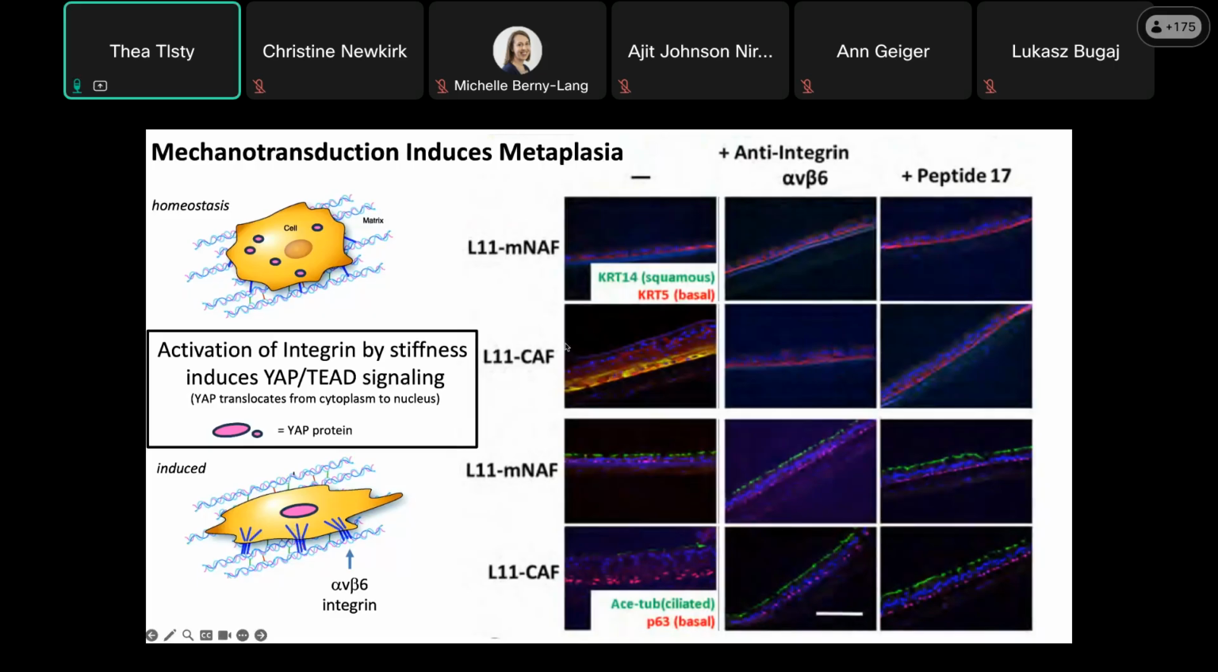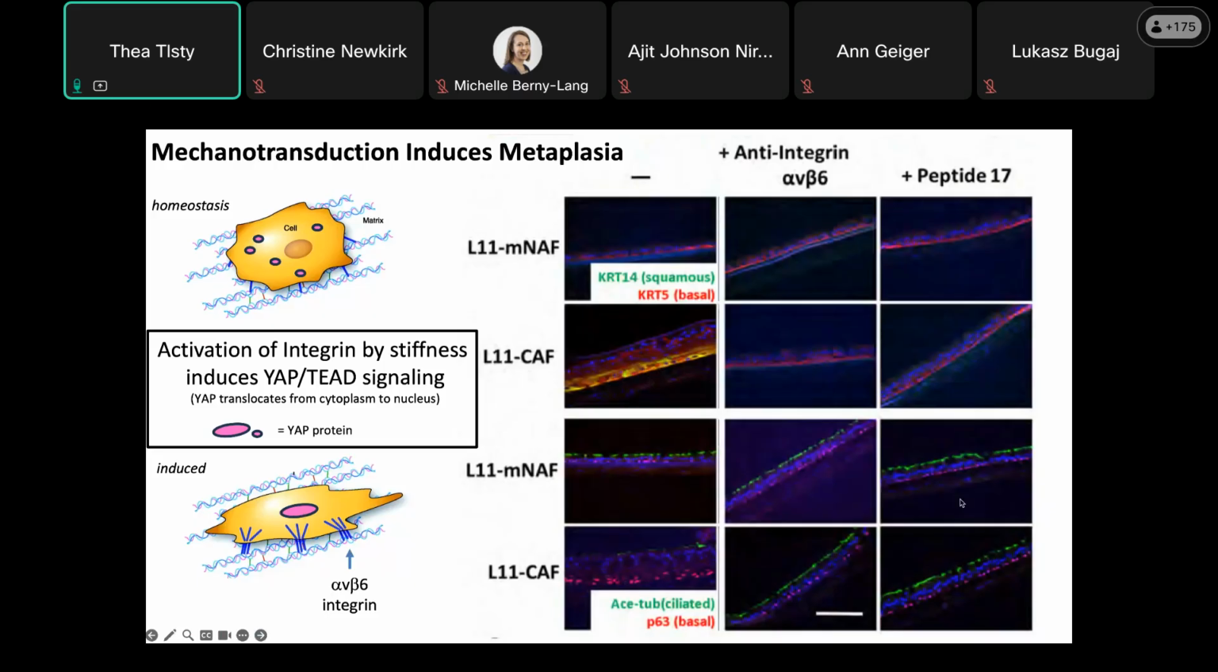And this is what I'm showing you. Here are the bronchial epithelial cells co-cultured with CAFs. You see the squamous metaplasia. You see the loss of the cilia and the basal cell hyperplasia. So you've induced squamous metaplasia. If you inactivate the signals coming from the integrin, what you find is there is no induction of squamous metaplasia. And if you inactivate YAP function, there is no squamous metaplasia. The cells remain properly differentiated.